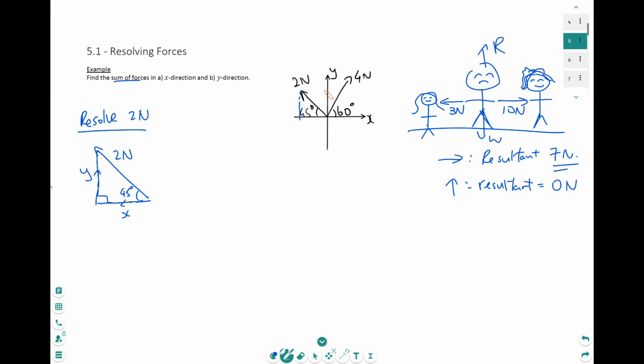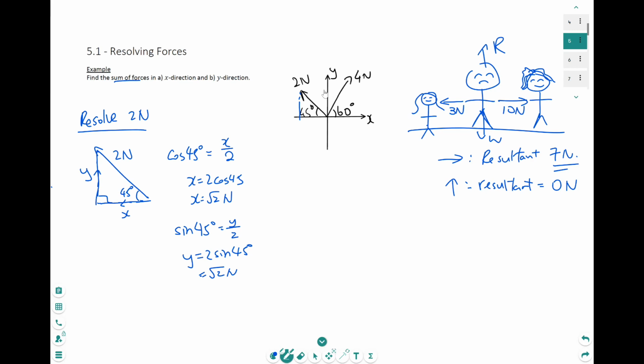In terms of x, if I use trigonometry on x, ignoring y, cos 45 degrees equals x over 2. So x equals 2 cos 45. Plug that in a calculator, 2 cos 45 is root 2, so x equals root 2 newton. Same with y: sine 45 degrees equals y over 2, so y equals 2 sine 45, which is also root 2 newton. So instead of a 2 newton force, we have root 2 on x and root 2 on y. We'll come back to this in a bit.